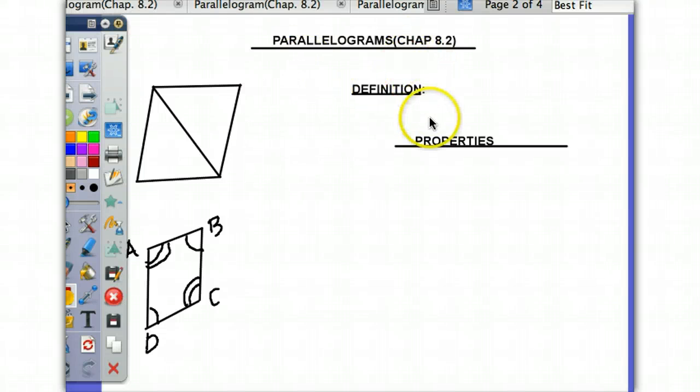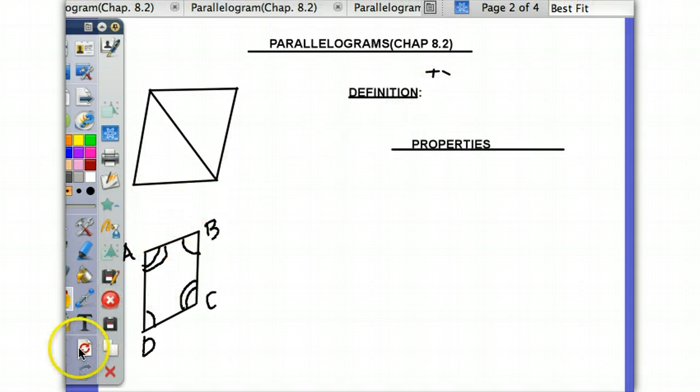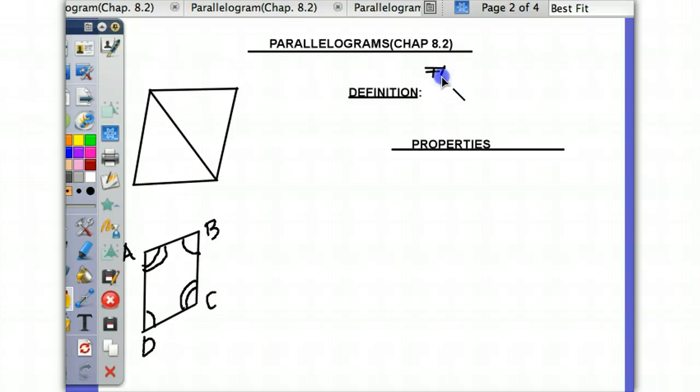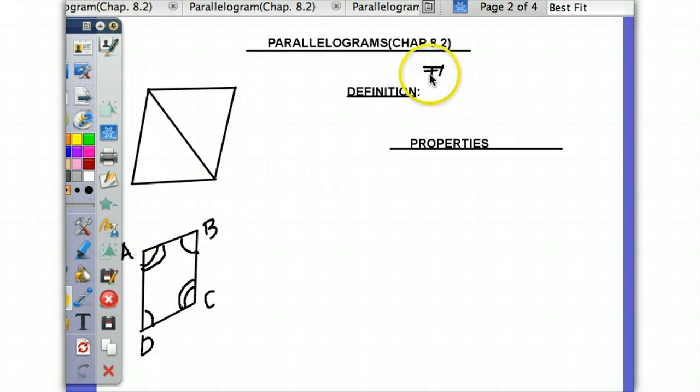Yeah, we're studying parallelograms, and as I just said, this is a quadrilateral. Get a proper pen here.